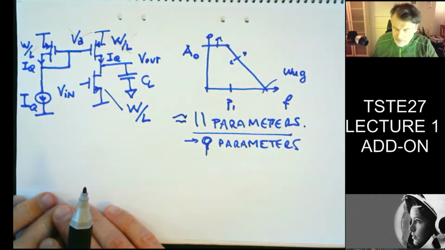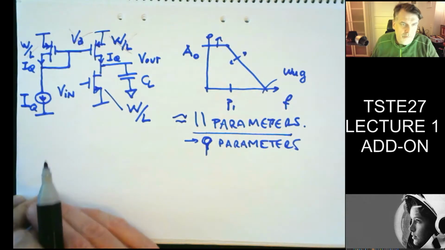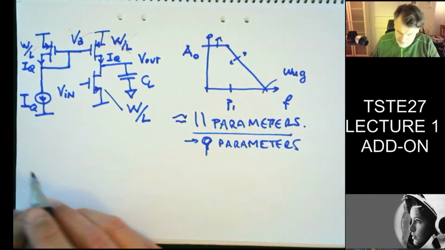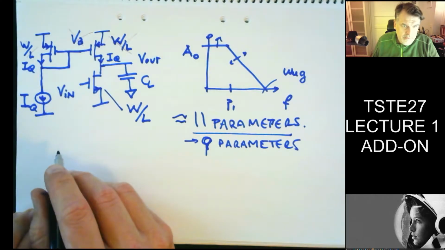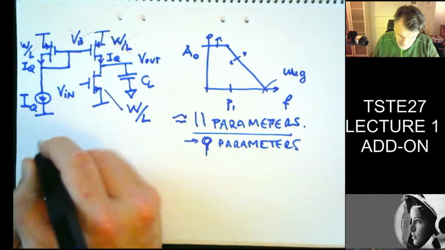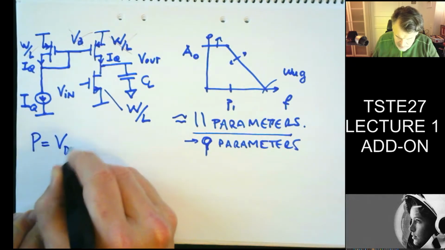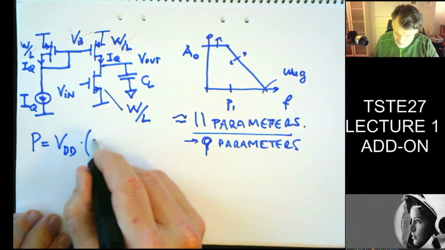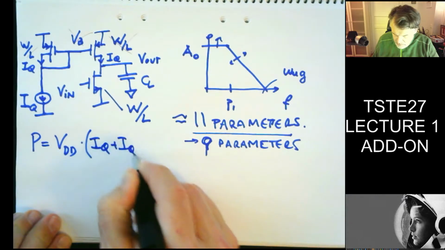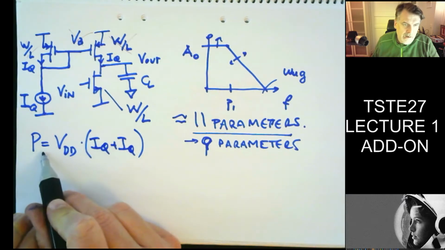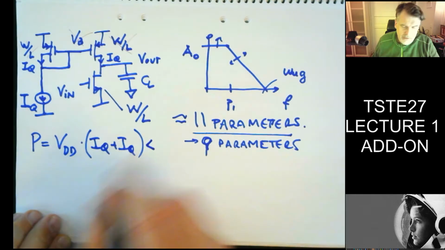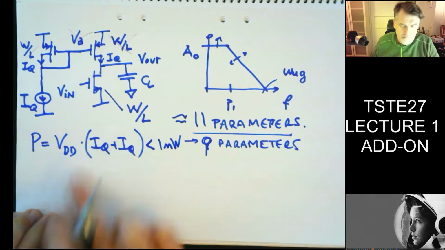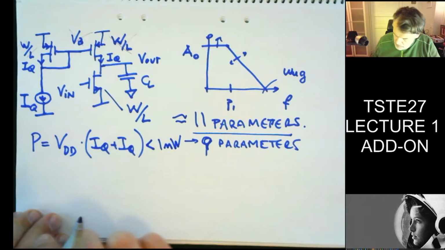VDD is typically given by the standard supply that you have available on your chip, and IQ times VDD, for example, could be a constraint from a power consumption point of view. We know, for example, that P here is equal to VDD times the current through this branch plus the current through that branch, so IQ plus IQ. So if I have a requirement on P, maybe it should be less than a milliwatt or whatever, then I can use that to reduce my parameter set even more.